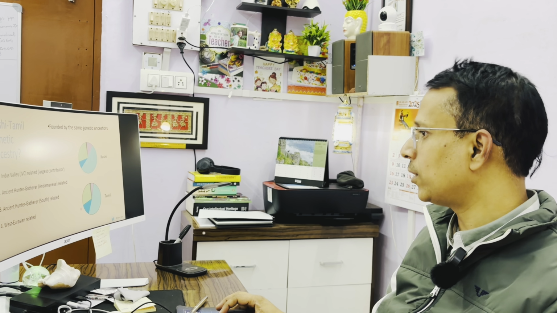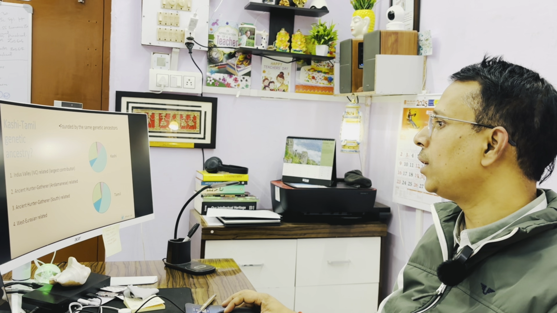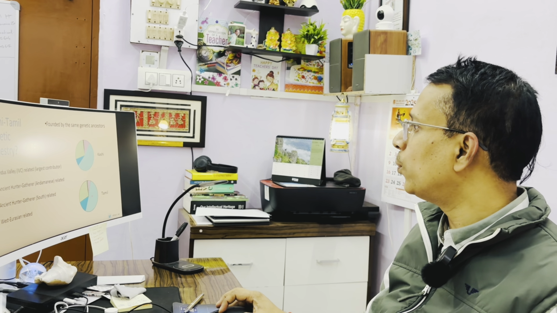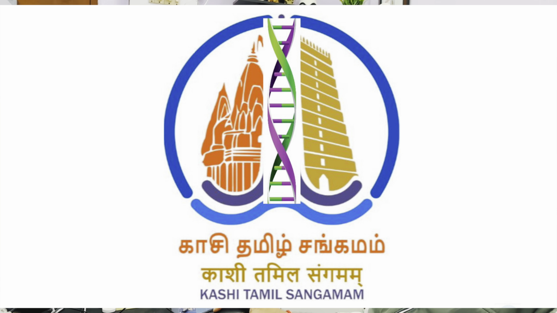Then there are two ancient hunter-gatherer related ancestries. One is related to the Andaman Islands, another is associated with South India, whereas the fourth ancestry is associated with the West Eurasian population. So overall, you can see that both of the populations have been founded by the same common ancestors.